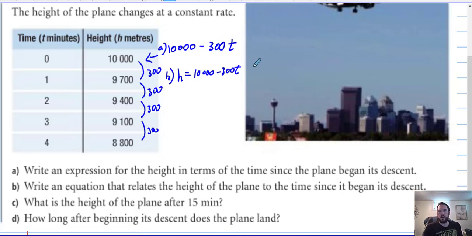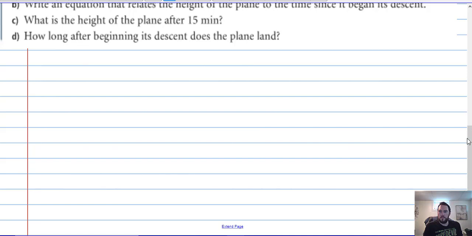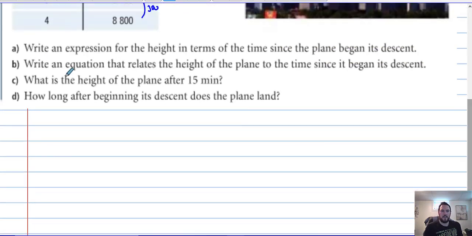So why do we care about writing an equation for something like this? Well, the reason we care is because now if I look at questions C and D, it's asking me to actually make predictions about this plane's descent. So what is the height of the plane after 15 minutes? Okay, well, now that I have an equation that describes height, so for C, h equals 10,000 minus 300t, we're being told the value of t.